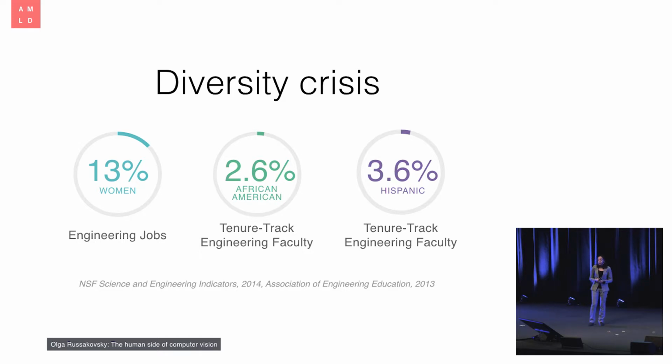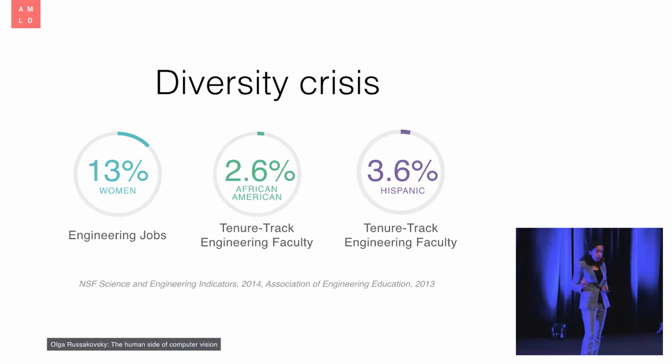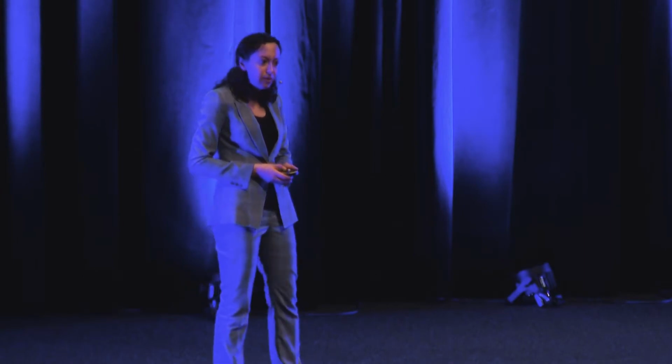Some examples: there's 13% of women currently holding engineering jobs. Among tenure-track engineering faculty, there's less than 3% African-American, less than 4% Hispanic. These are the groups that it's relatively easy to get statistics for. You can consider many different slices of the population, and for many of those, we don't have statistics, partially because we're not even tracking this. But just looking around this room, you can start thinking about how homogeneous we are as AI technologists.